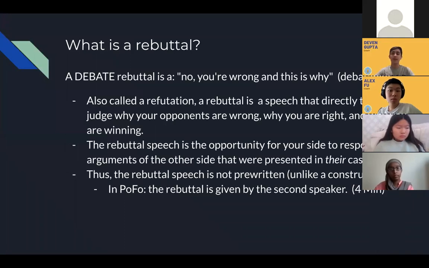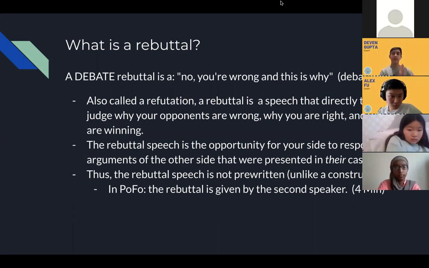So what is a rebuttal? A debate rebuttal is a "no, you're wrong, and this is why." It's a claim. It's basically saying that any of the claims that the person made in their first speech are debatable, and they're not complete fact. This is also called a refutation. A rebuttal is a speech that directly tells the judge why your opponents are wrong, why you are right, why you are winning, and why the judge should vote for you.